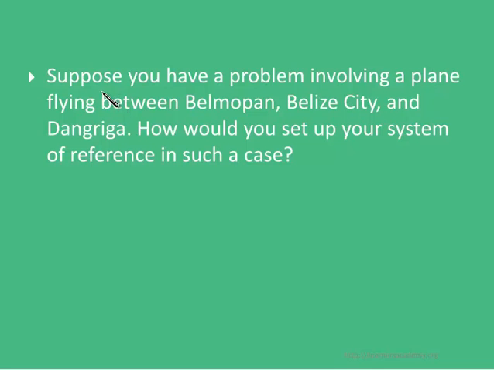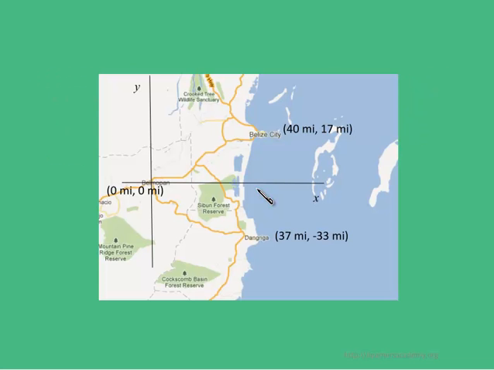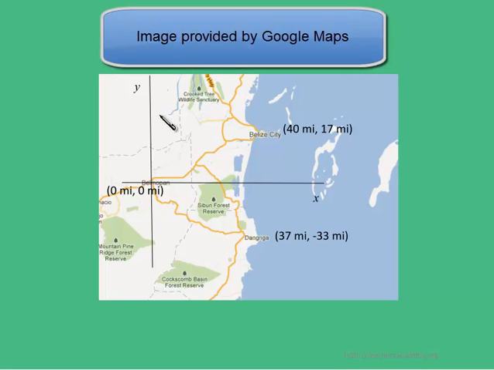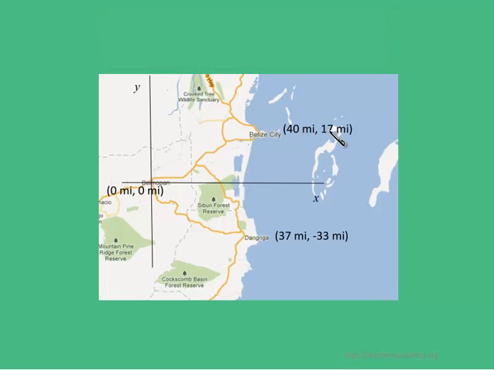So for example, suppose you have a problem involving a plane and the plane flies between Belmopan, Belize City and Anguilla. How do you set up your system of reference in this case? Well, one person could decide to set it up this way. Place the origin at Belmopan, and then Belize City would be at 40, 17 in miles, and Anguilla would be at 37, minus 33. In a real situation, if you're trying to solve a problem, you would not necessarily try and draw this map. I'm just drawing this here to illustrate what I'm trying to say here.